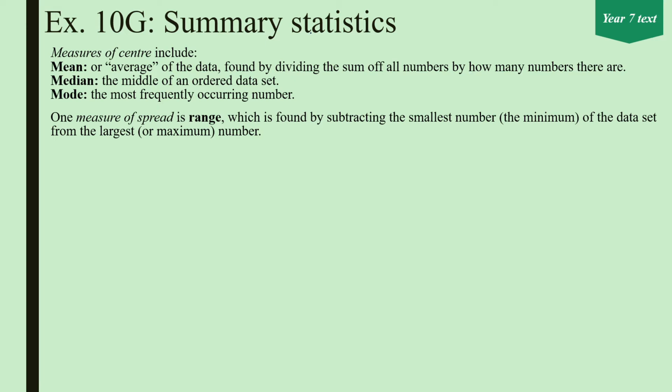Those 3 things are the mean, the median and the mode. The mean is what we commonly refer to as the average. To find the mean, we add every number together in the data set and then divide by how many numbers there are. The median is quite literally the middle number. If we put all the numbers in order from smallest to largest, the number smack in the middle is the median.